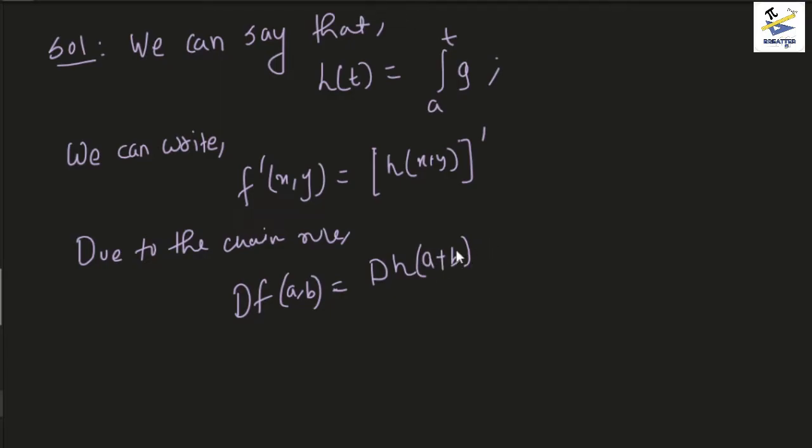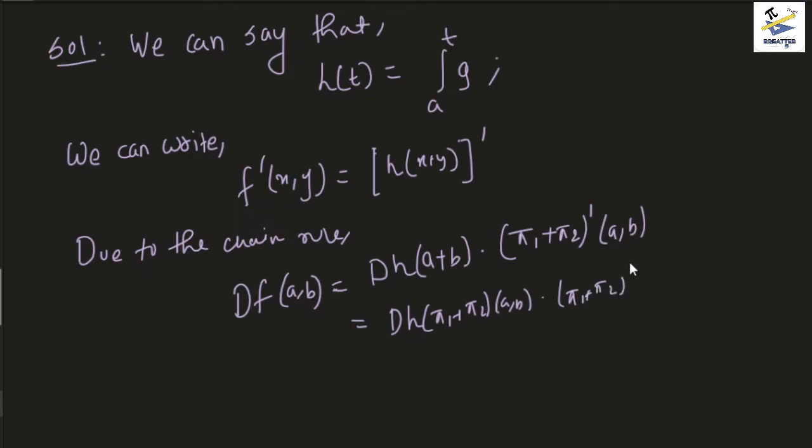So this is how we are going to do it, multiplied by pi 1 plus pi 2 derivative at the point a comma b. So this is basically dh of pi 1 plus pi 2 at a comma b multiplied by (pi 1 plus pi 2) whole prime at a comma b. Okay, now the derivative of h can be found out from the basics of calculus.